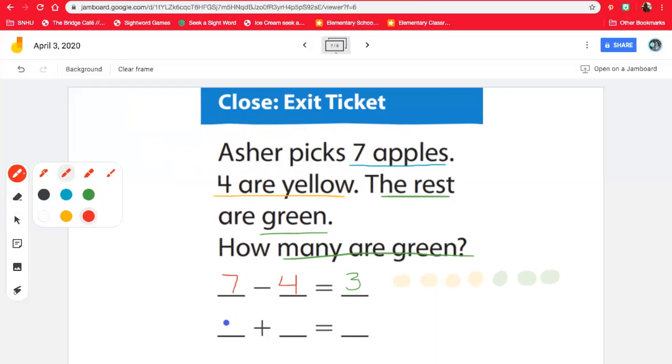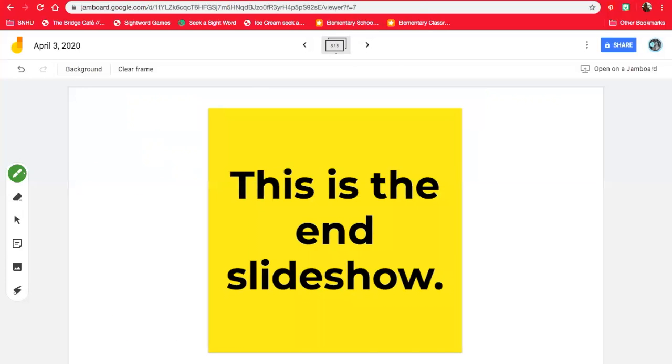which also means that 4 plus what equals 7? Well, 4, we have our 4 yellow apples here, plus 3 would equal 7. So there's our exit ticket. So now, yep, that was the last slide.